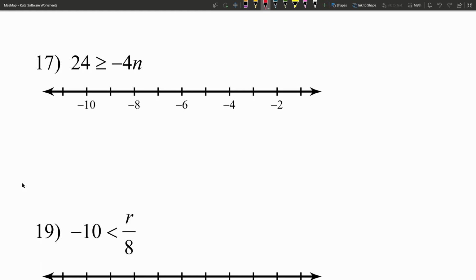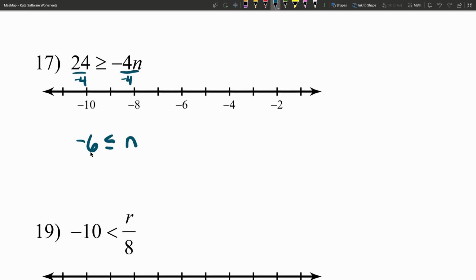For problem number 17, we have that 24 is greater than or equal to -4n. We're going to divide both sides by that -4. 24 divided by -4 is a -6. We divided by a negative, that means we're switching our inequality. So it goes from greater than or equal to a less than or equal to. And -4n divided by -4 is a +n.